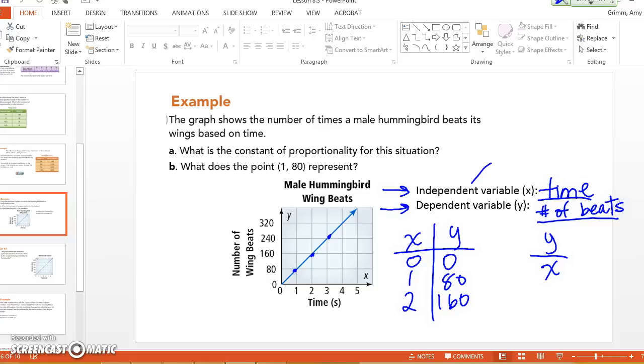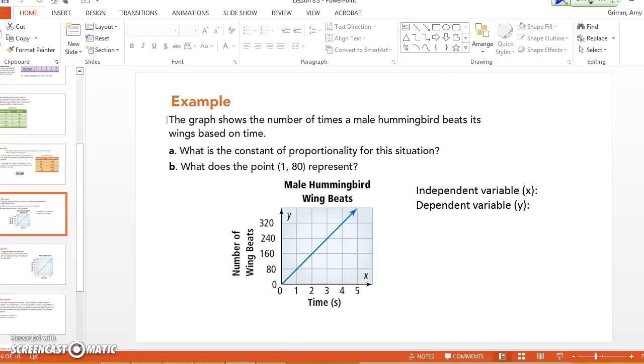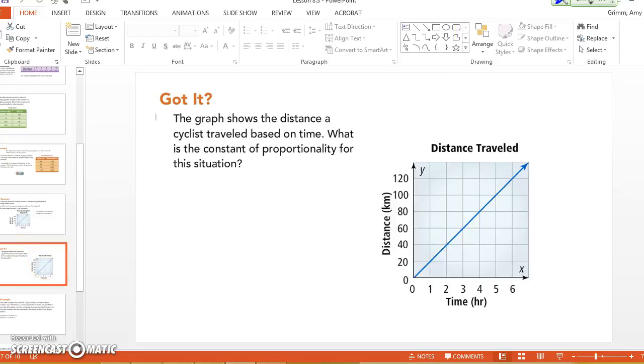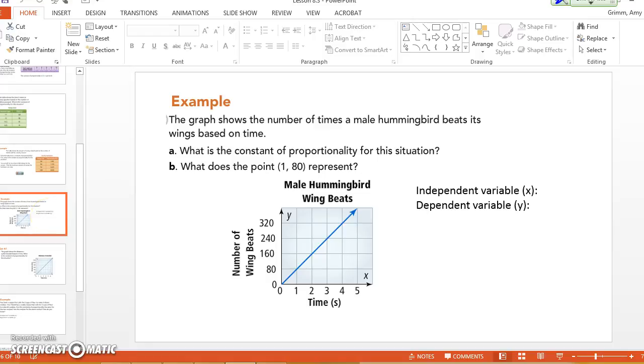And you sometimes have to pick out your independent, dependent variables to figure out which one goes over which one. So you have to go backwards in the alphabet. Okay, so that's the way you want to think about it. What about A? Well, we kind of already answered that. What is the constant of proportionality? So it was 80. And you guys pretty much already said that one too.